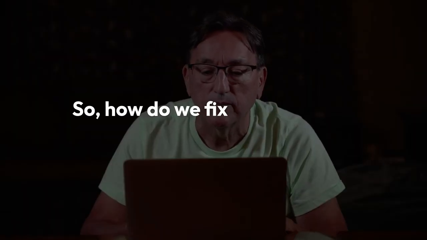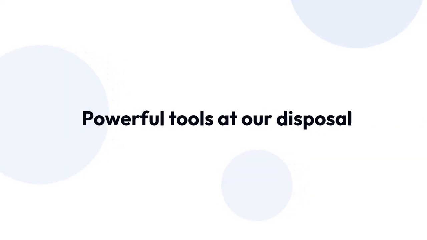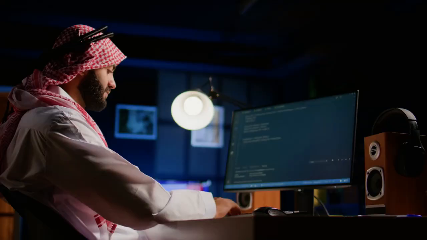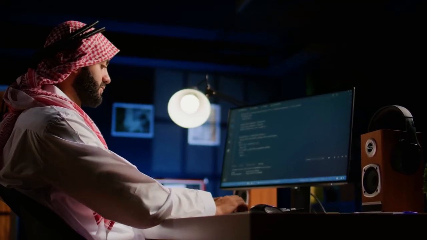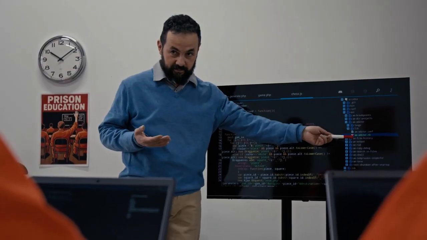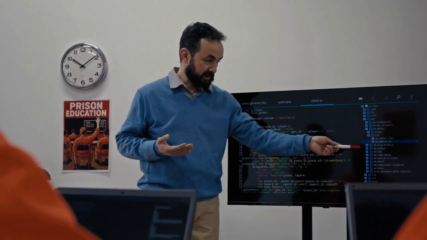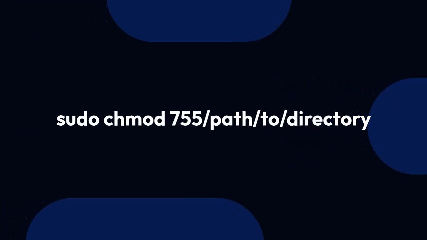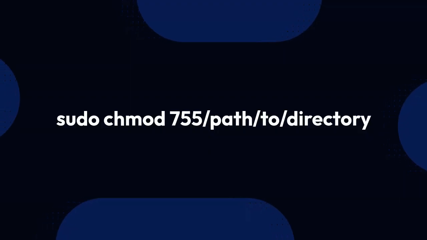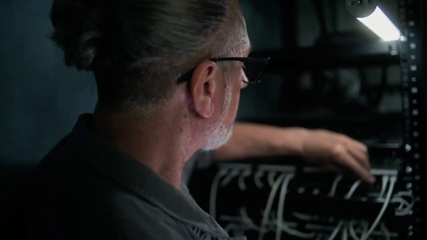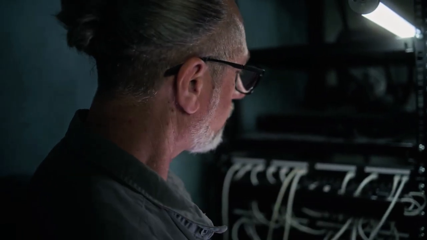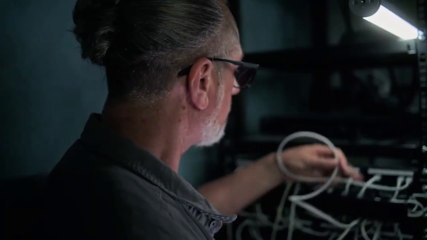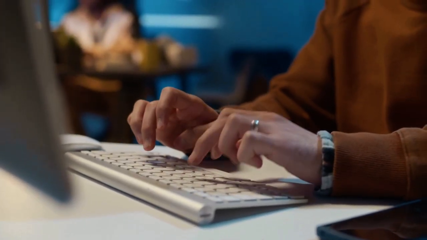So, how do we fix this annoying error? We have several powerful tools at our disposal. The first and often easiest solution is to use sudo. Sudo stands for superuser do and allows you to execute commands with root privileges. Simply prepend sudo to your chmod command, like sudo chmod 755 /path/to/directory. This tells the system, I know what I'm doing, and I have the authority to do it. Always be careful with sudo as it grants immense power.